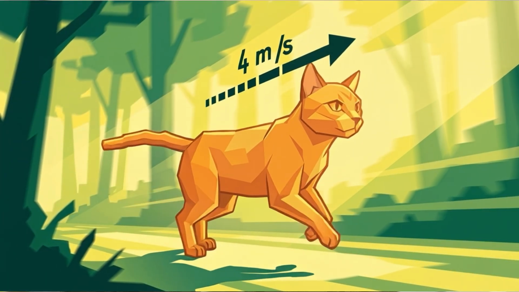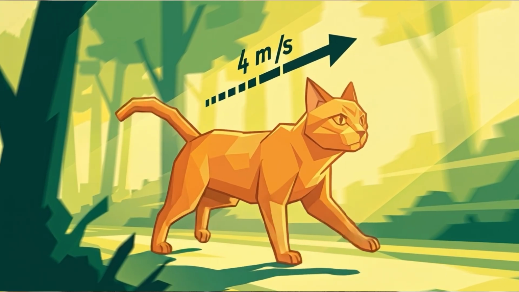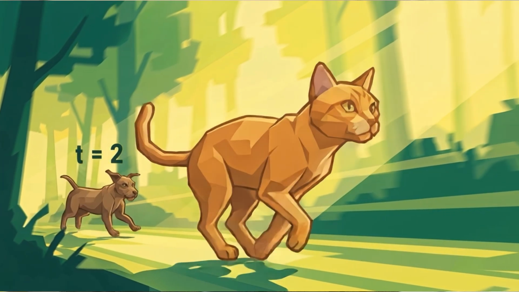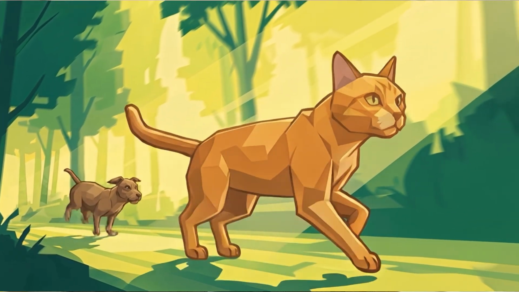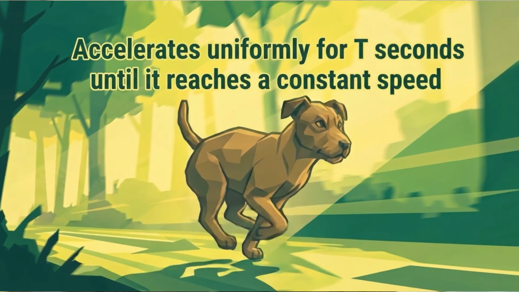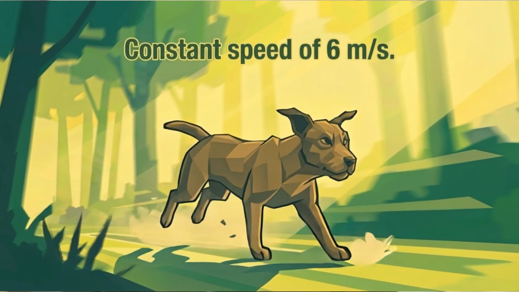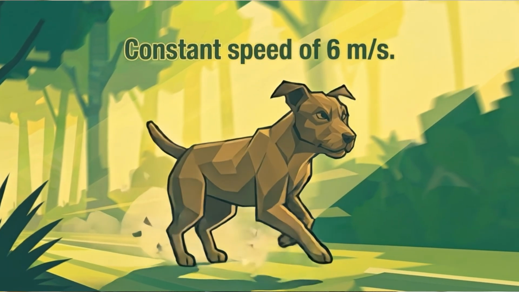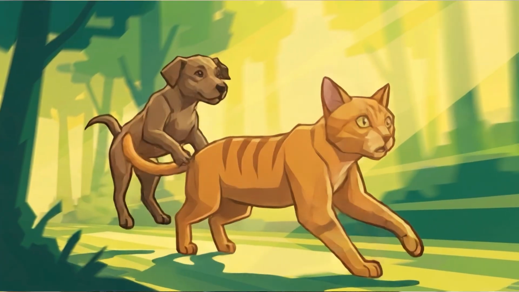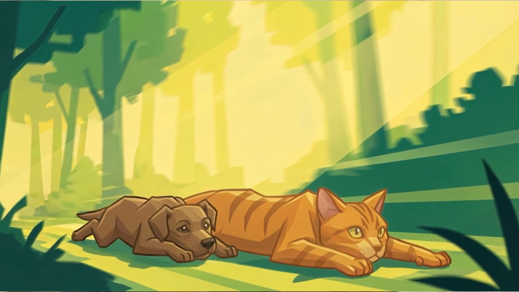A cat starts running from a point O along a straight horizontal path with a constant speed of 4 meters per second. 2 seconds later, a dog starts chasing the cat from the same point, O. The dog accelerates uniformly from rest for t seconds until it reaches a speed of 6 meters per second. Then the dog continues at a constant speed of 6 meters per second. The dog then catches the cat 12 seconds after the cat started running.